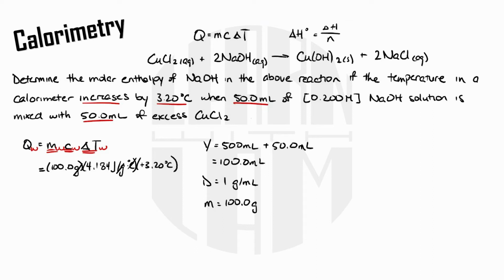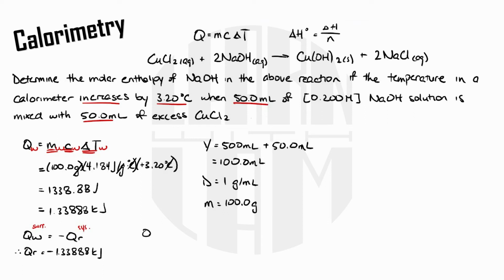Now I just cancel out my units and my calculator tells me we've got 1,338.88 joules, which I'll just convert to 1.33888 kilojoules. Now I've got the heat of water, but I'm really interested in the heat of the reaction. So we're going to do a quick conversion here where the heat of water equals negative heat of reaction. Recall that my water is the surroundings and my reaction is the system, which explains the negative relationship here. So my heat of reaction is negative 1.33888 kilojoules.